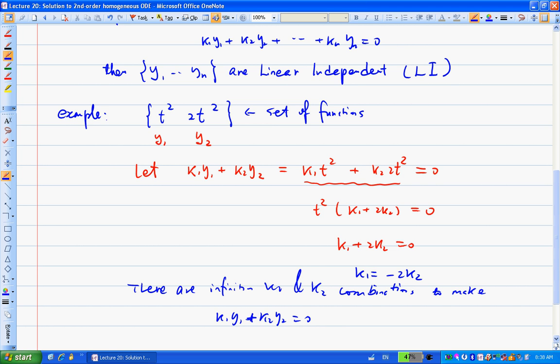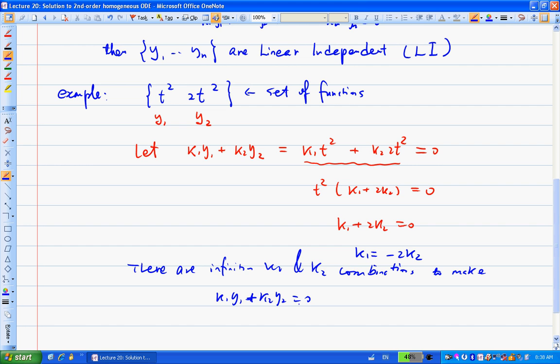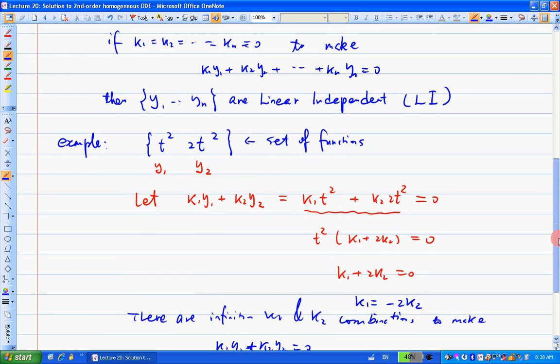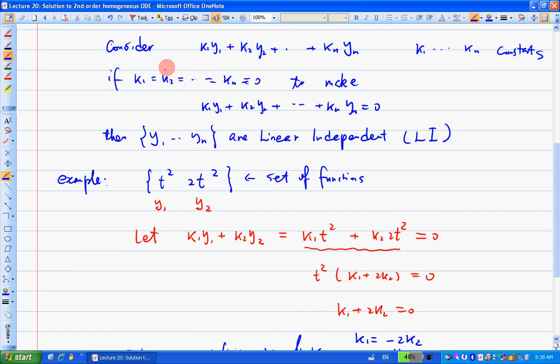Just based on this observation, and looking back at the definition in theorem number 2, that means y1 and y2 are linear dependent or independent?